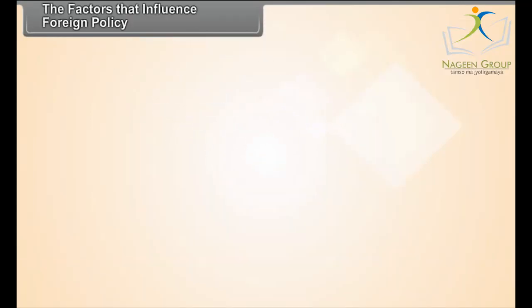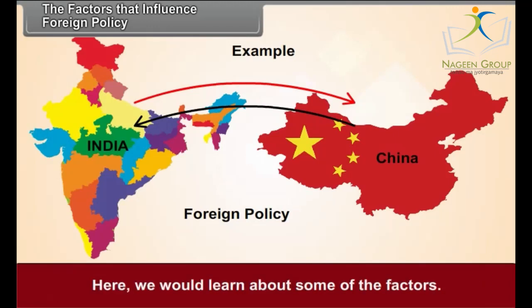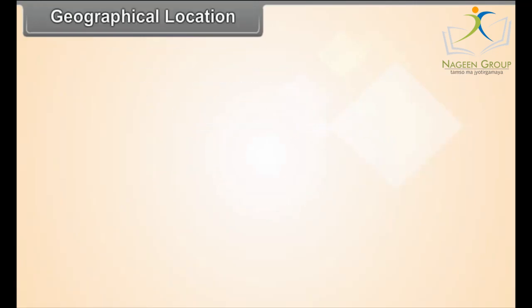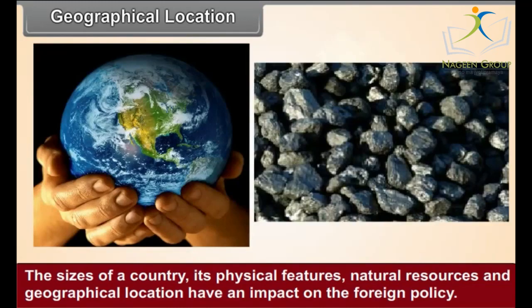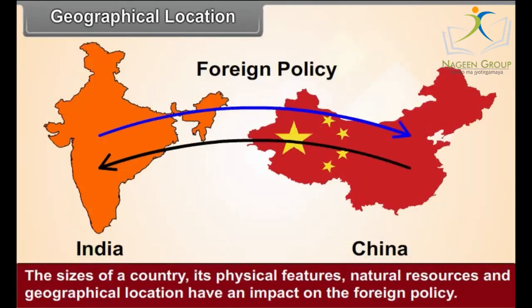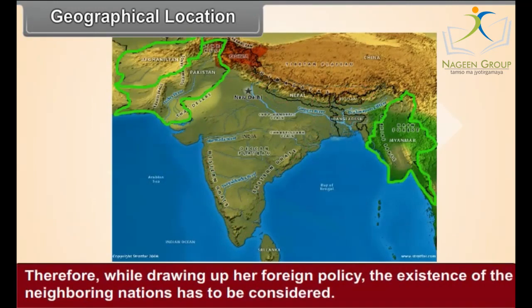The factors that influence foreign policy. There are many factors that influence the foreign policy of any nation. Here, we would learn about some of the factors. Geographical location. The size of a country, its physical features, natural resources, and geographical location have an impact on the foreign policy. The characteristic geographical location of India has given her many neighboring nations. Therefore, while drawing up her foreign policy, the existence of the neighboring nations has to be considered.